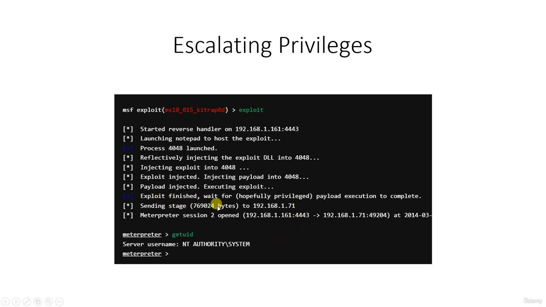After the exploit finishes, as you can see, the payload execution is complete, sending to this IP address, and Meterpreter session 2 is open. As you can see, we now have authority system administration privileges on this machine. So that's all about privilege escalation.